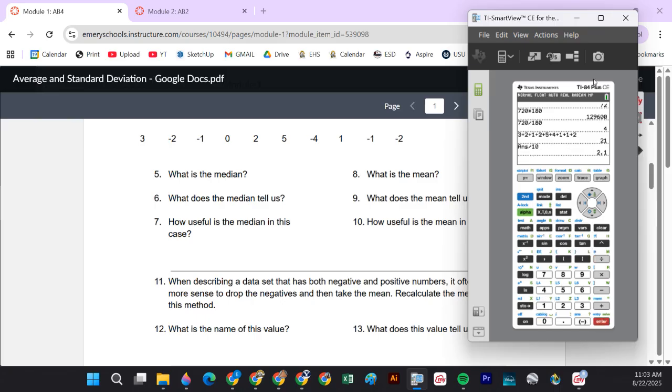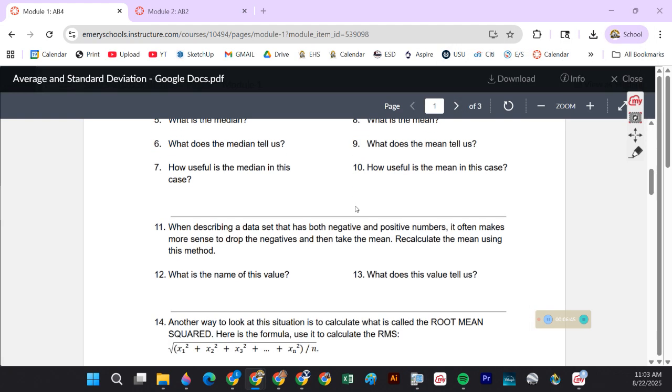And I get 2.1 feet. Okay. What does that tell us? It is not our standard deviation. But what does that number represent? 2.1 feet.